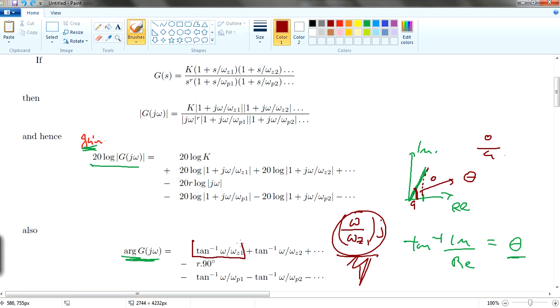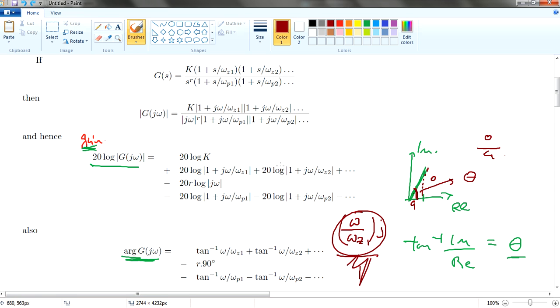This thing over here is the phase angle of this zero, right? And then you add on the angles over here. It's very similar to your Nyquist plot. Is it Nyquist? I think Nyquist. And yeah, so this is the case.